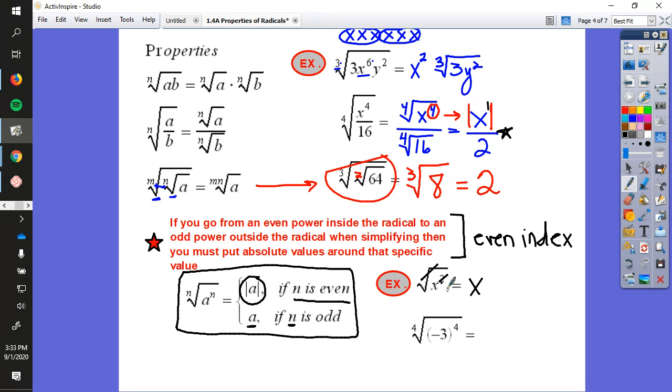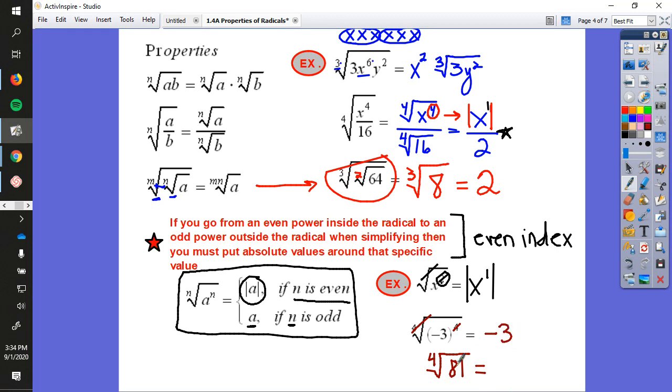Now, the reason we need absolute values is if I go from an even 2 to an odd 1, I need to put absolute values around that. And there's my simplify. Looking at the bottom one here, you can do this a couple different ways. You can either rewrite this problem so that you have negative 3 to the fourth is 81, and then go from there. And that's perfectly appropriate. However, a lot of students will go, oh, the fourth root and the 4 are going to cancel. Now, again, it looks like the answer should be negative 3.